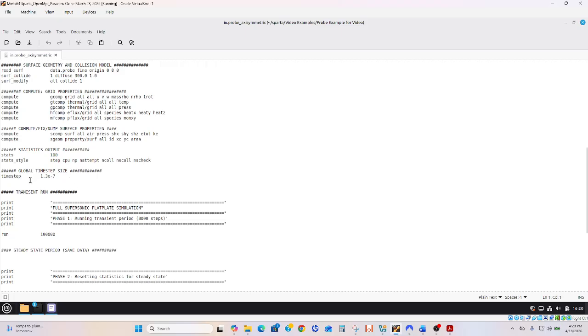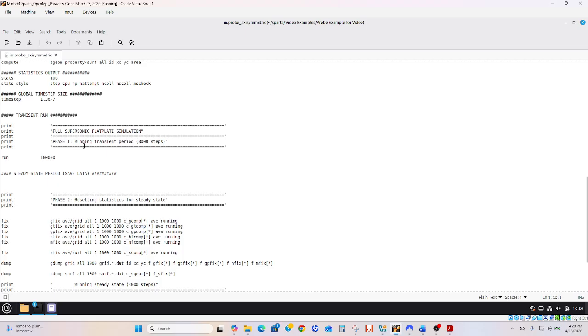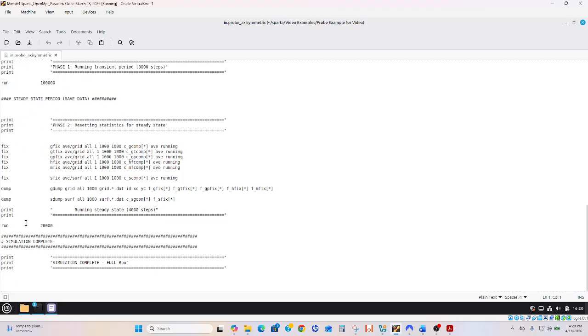All right. The global time step is 1.3 e to the minus 7. That's what they used in the journal article. They said they ran it 100,000 time steps, and then they took data. I think they said they may have taken 10,000 time steps of data. I'm just taking 20,000 to try to smooth things out a little bit. We used the same process for all this that we did before, so nothing's really changed there.